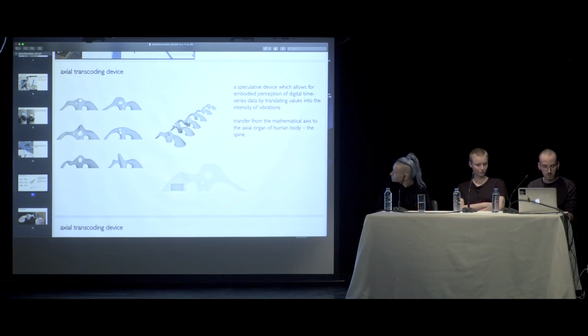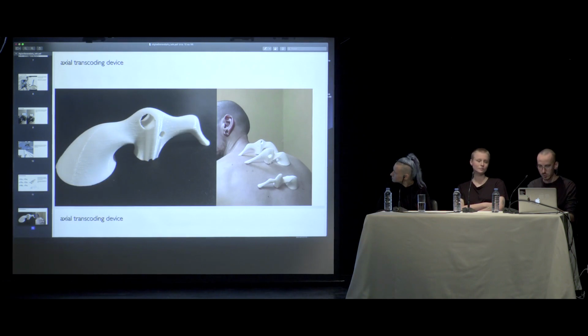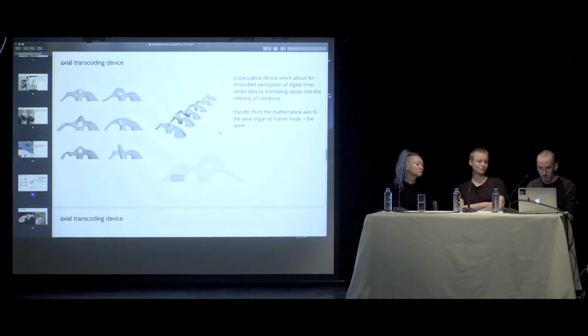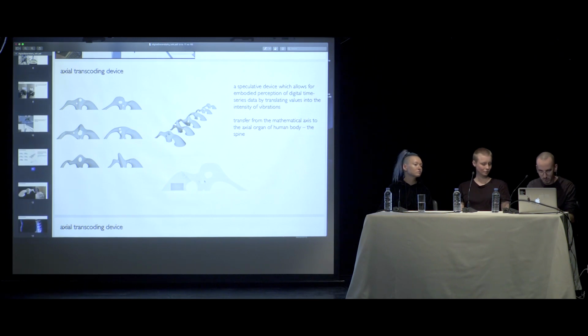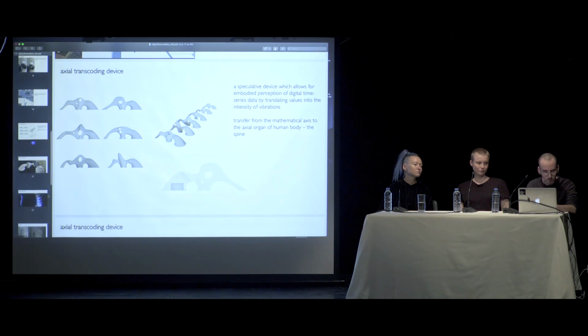And it was assumed that different modules of this device are located along the human spine. And thus, conceptually, what I make is a translation between the mathematical axis on which this data originally exists to the axial organ of the human body, which is the spine. So I've designed these models with particular elements for inclusion of electronics, which unfortunately was not finished.